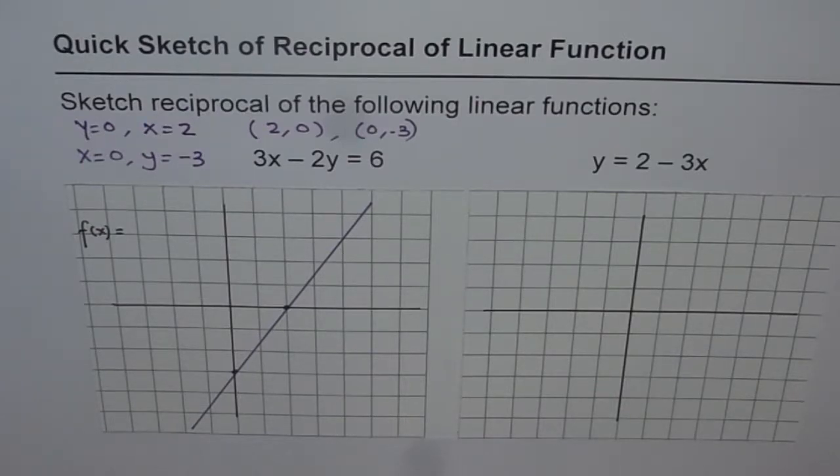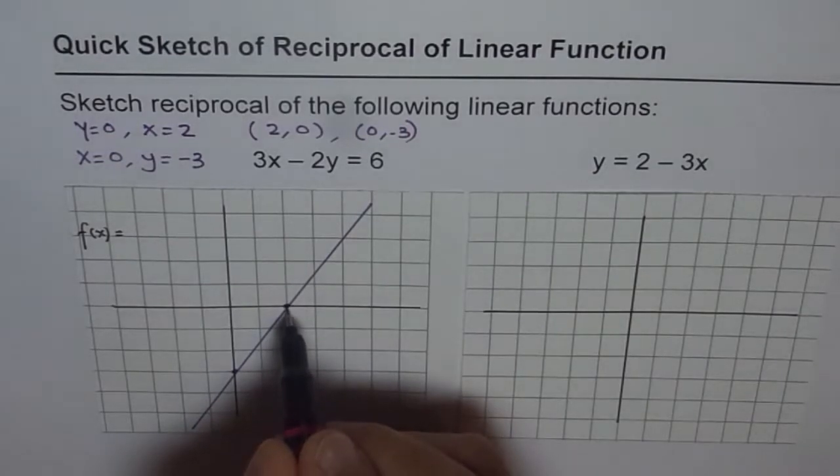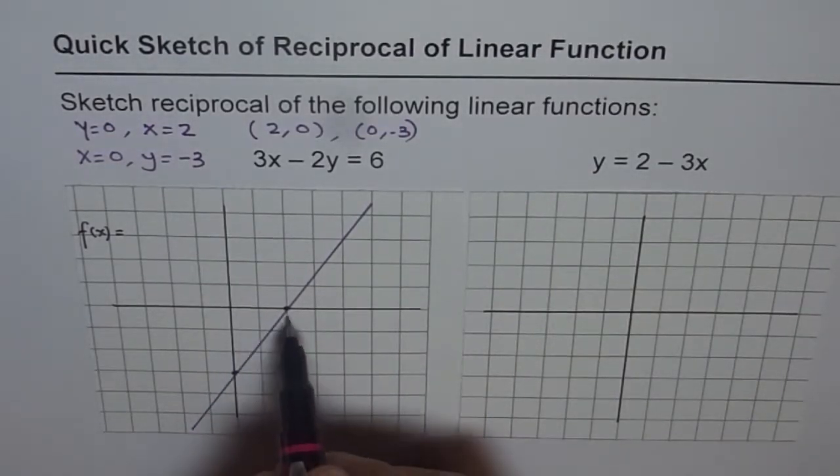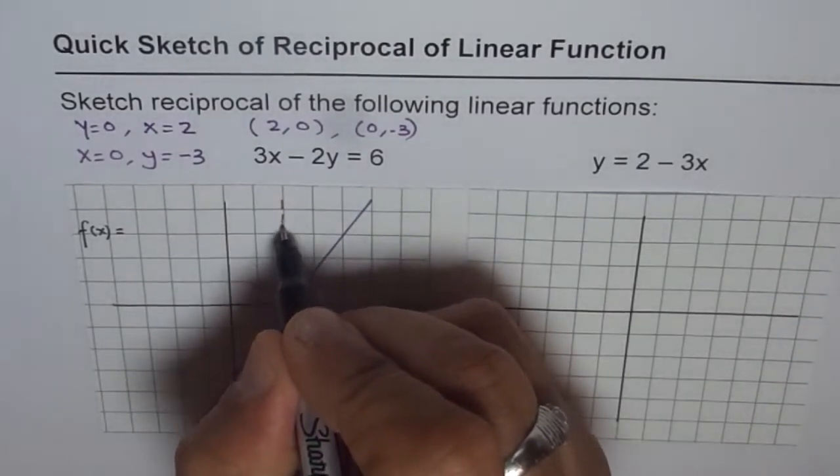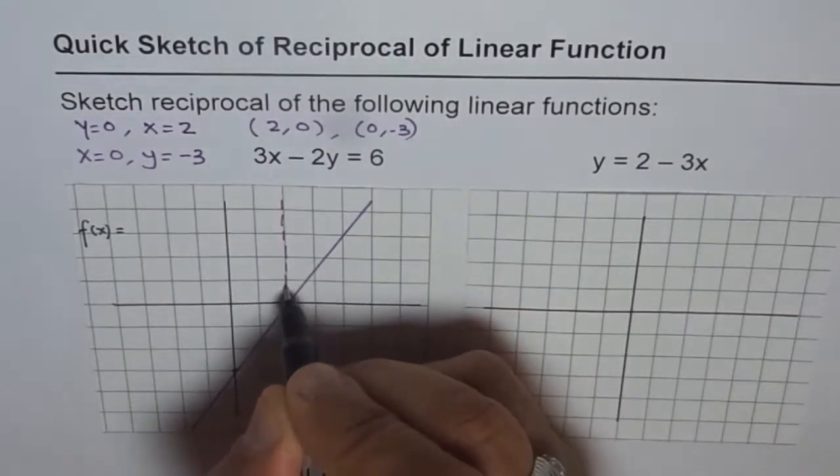Now when you have a line here, what is the reciprocal of 0? At this point, which is 2, the value of the function is 0. So what is the reciprocal of 0? It is undefined. So we get a vertical asymptote at this point, right? Let me draw a vertical asymptote here.